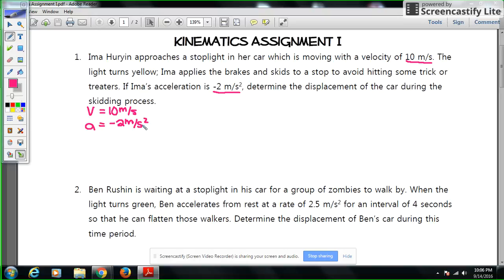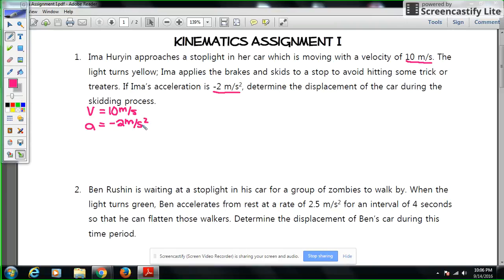Now I know 10 is velocity because 1, it has the unit meters per second, which is how we measure velocity, and 2, it also says velocity of. Additionally, I know that it's acceleration because it says meters per second squared, which is how acceleration is measured. And also it says the acceleration is.